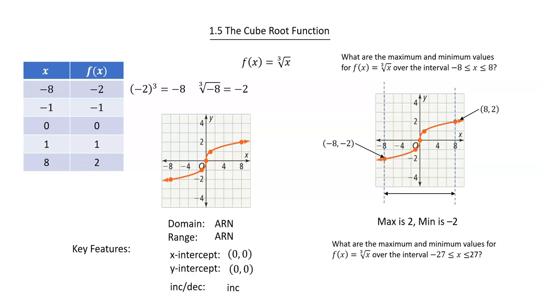All right, now you try this one. What are the maximum and minimum values for f of x equals cube root of x over the interval x is between -27 and +27? Pause the presentation, figure out your answer, and then resume. The cube root of -27 is -3. The cube root of +27 is +3. And so the maximum value is 3 and the minimum value is -3 within that interval.